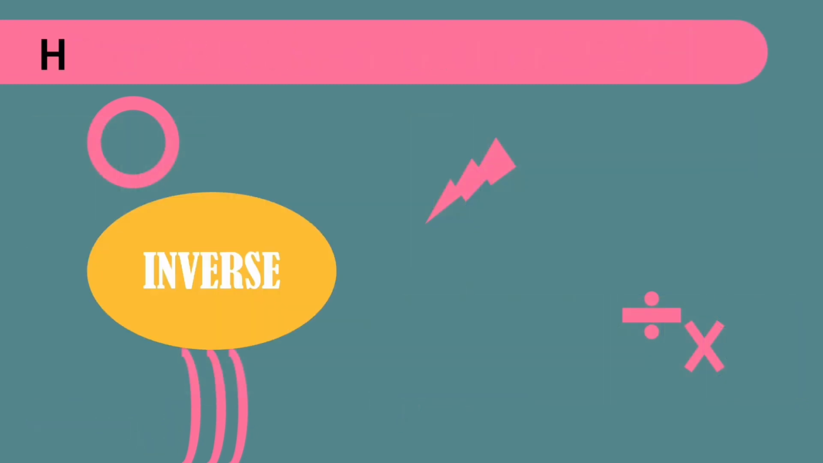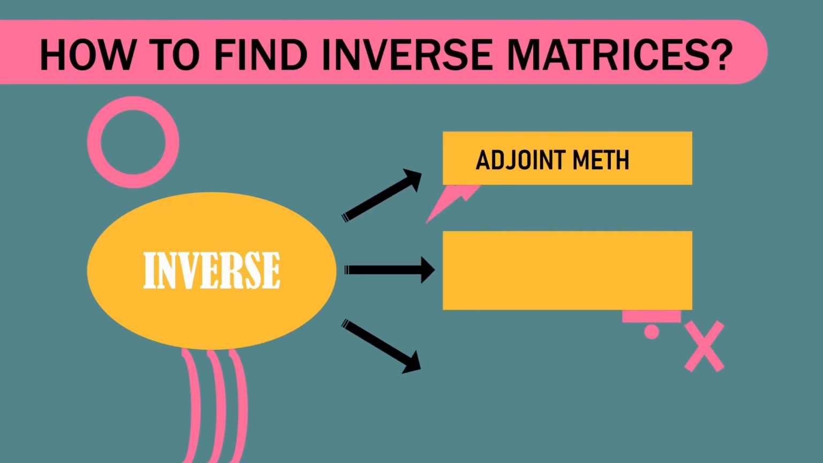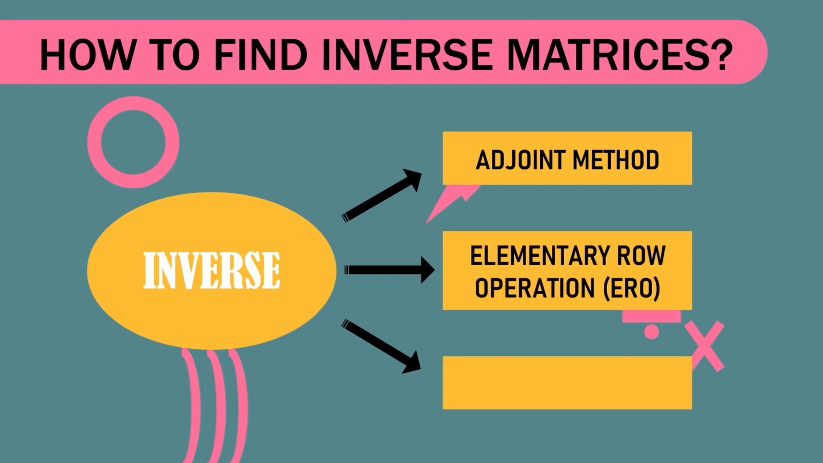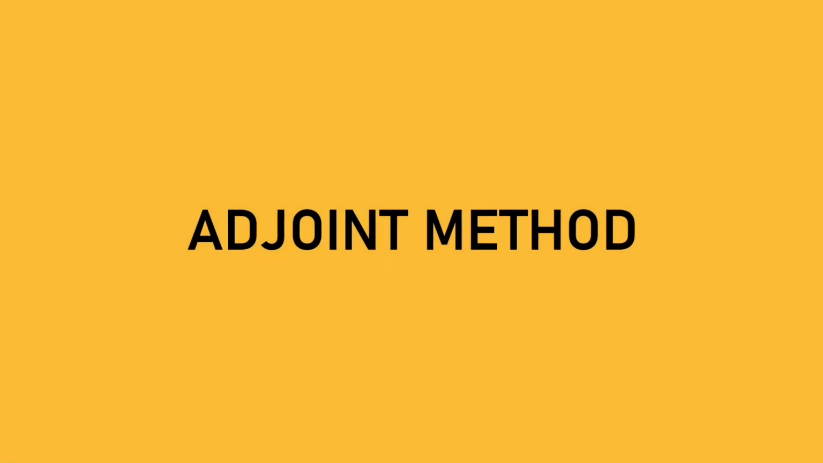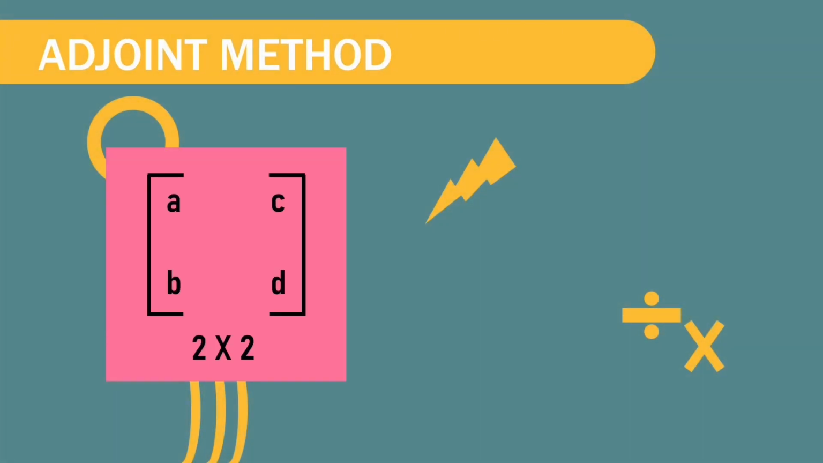Okay, do you understand what inverse matrices are? In order to find the inverse matrix, there are 3 methods. Firstly, the adjoint method, secondly, elementary row operations, and thirdly, properties. But in this video, we will only focus on the adjoint method. Did you know that there are 2 by 2, 3 by 3, 4 by 4 and even 5 by 5 matrices? But at our level, we just focus on how to solve the inverse of 2 by 2 and 3 by 3 matrices.